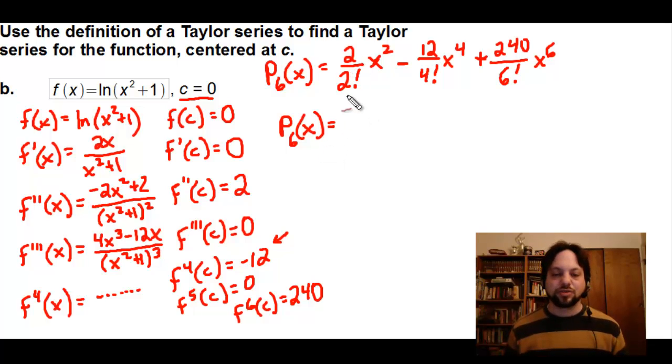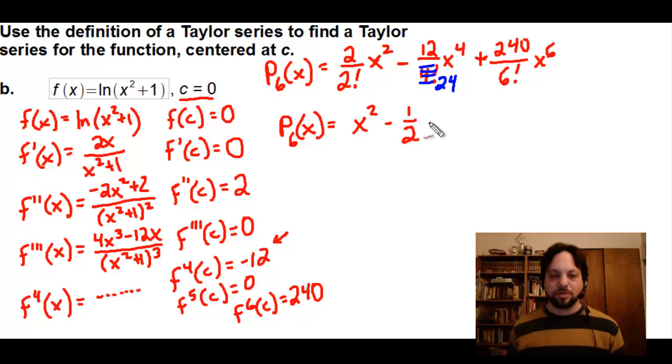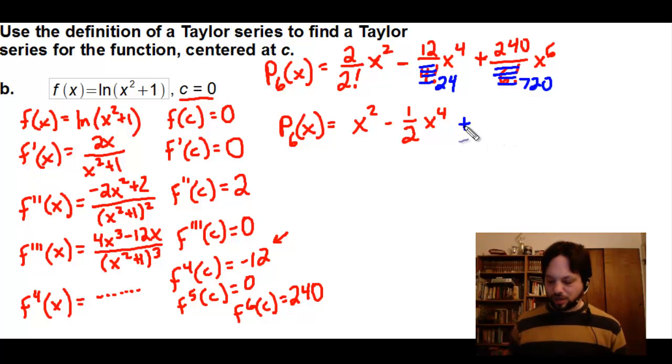If I do expand this, this will be 2 over 2. This is really just going to be x squared. Now if I come over here, 4 factorial, if you multiply this out, is going to give us 24 in the denominator, and 12 over 24, that's just going to be 1/2. And let me do that one more time here. If I do 6 factorial, that's going to come out to be 720, which interestingly, this would be plus 1/3 x to the 6th power.